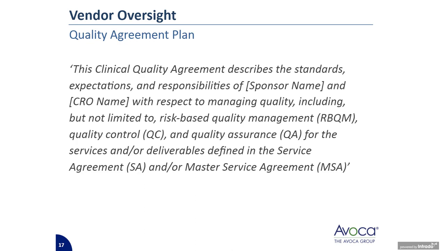The next thing to do is to put a clinical quality agreement in place. And this actually is a quote from the Avoca template quality agreement. Such an agreement would just be one component of your quality management system. So other components you should consider are your policies and procedures, training, issue management and CAPAs, knowledge management, clinical risk management, inspections and audit management, and then KPIs, key performance indicators, and key quality indicators.